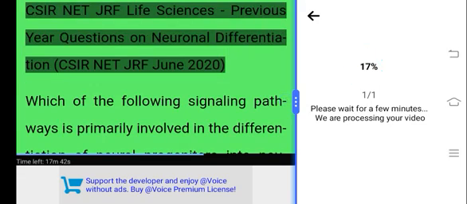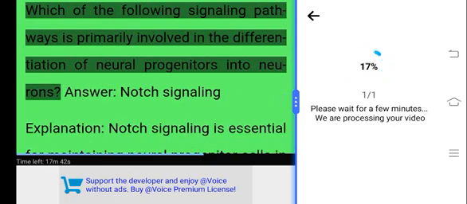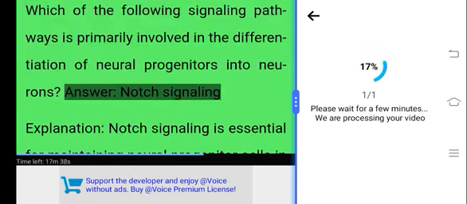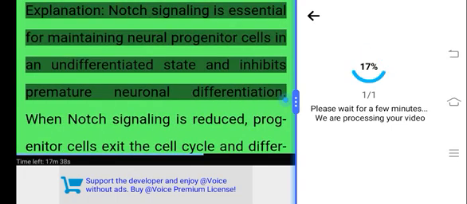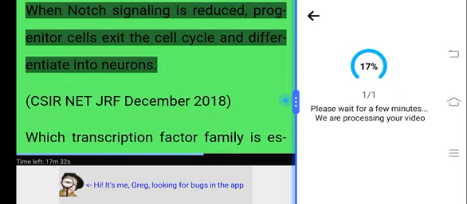CSIR-NET JRF Life Sciences. Previous year questions on neuronal differentiation. CSIR-NET JRF June 2020. Which of the following signaling pathways is primarily involved in the differentiation of neural progenitors into neurons? Answer: Notch signaling. Explanation: Notch signaling is essential for maintaining neural progenitor cells in an undifferentiated state and inhibits premature neuronal differentiation. When Notch signaling is reduced, progenitor cells exit the cell cycle and differentiate into neurons.